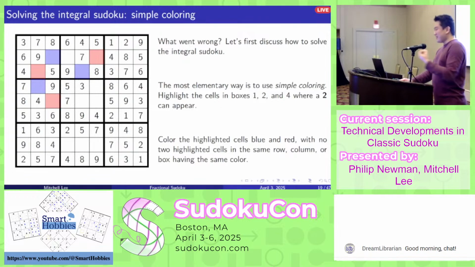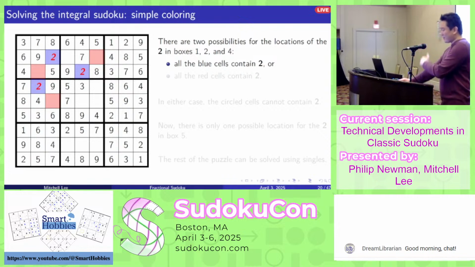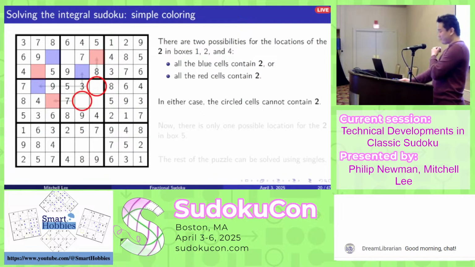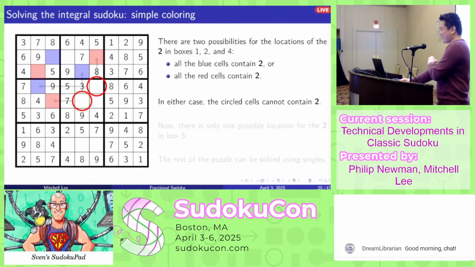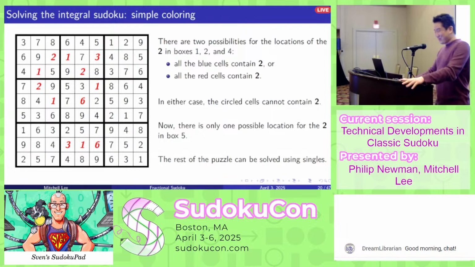Right? So based on our coloring, we know that there are 2 possibilities for the location of the 2 in these 3 boxes. Either all the blue cells contain a 2 or all the red cells contain a 2. And therefore, these 2 circled cells, which see both a blue and a red cell, cannot contain a 2, thus letting us place the 2 in box 5, and from there we can solve the rest of the puzzle using singles. So that's how you solve this integral Sudoku puzzle. And now we have to ask ourselves, why doesn't the same logic work in fractional Sudoku?